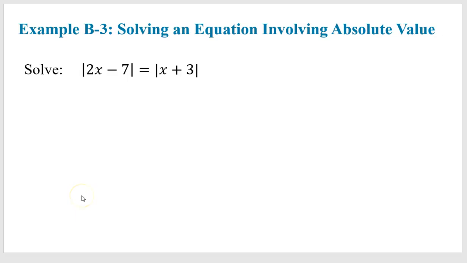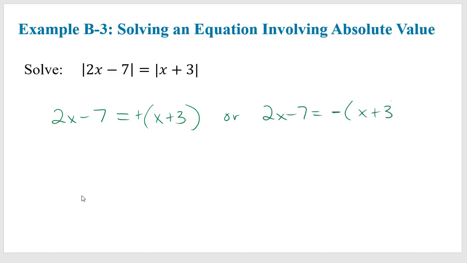All right, what do you do if you have an absolute value on both sides of an equation? If that happens, you treat it just like you would any other absolute value. So we've isolated our 2x minus 7, that absolute value. So 2x minus 7 is going to be equal to the positive of this stuff, x plus 3, or the 2x minus 7 is going to be equal to the negative of that stuff, x plus 3.